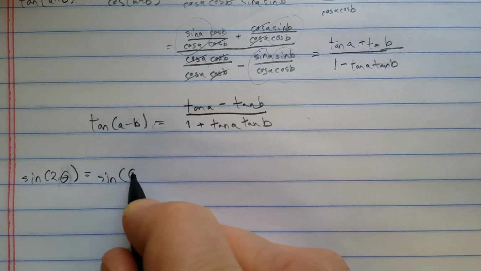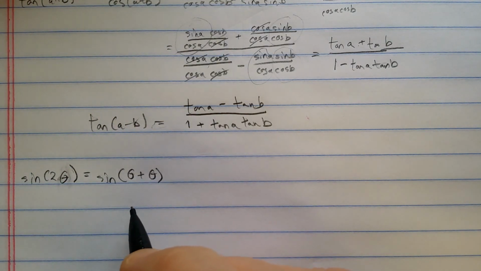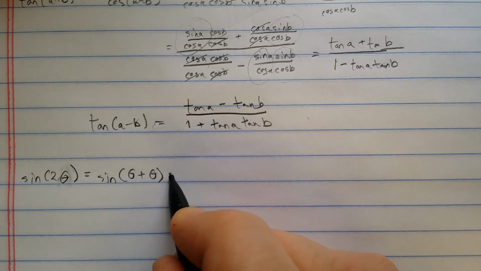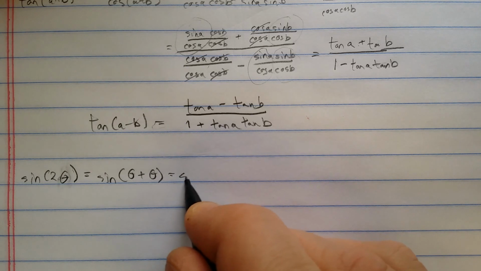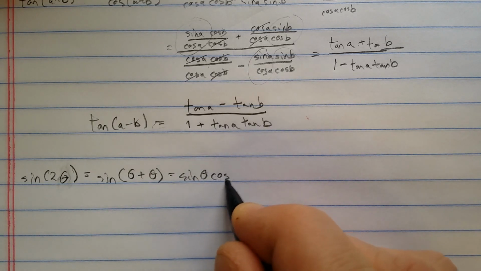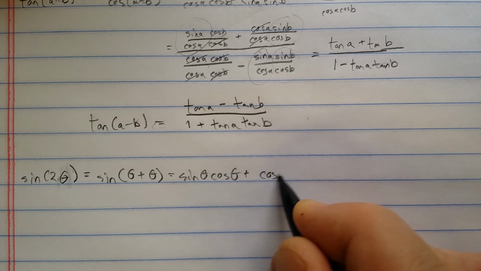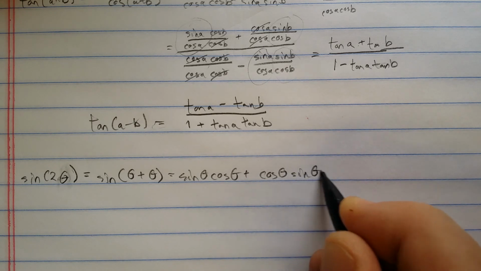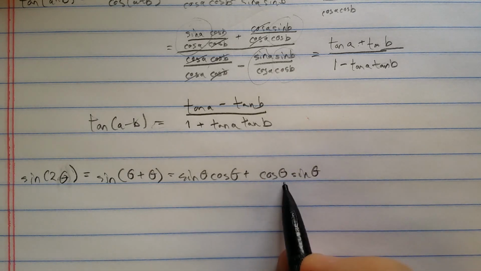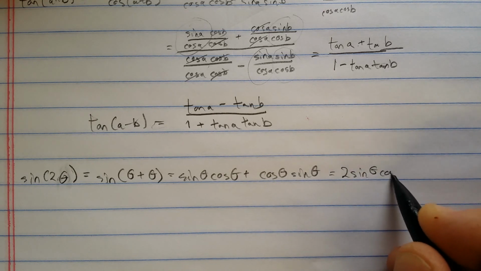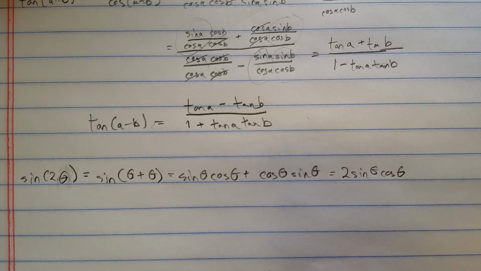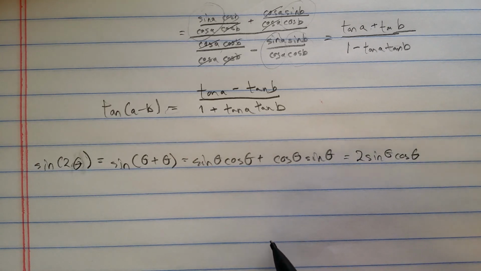Sine of theta plus theta, right? That's 2 theta. Then we use the sine of a sum formula. That's sine of the first cosine of the second plus cosine of the first sine of the second. Okay, but these are the same thing. So that's 2 sine cosine. That's your double angle formula for sine.